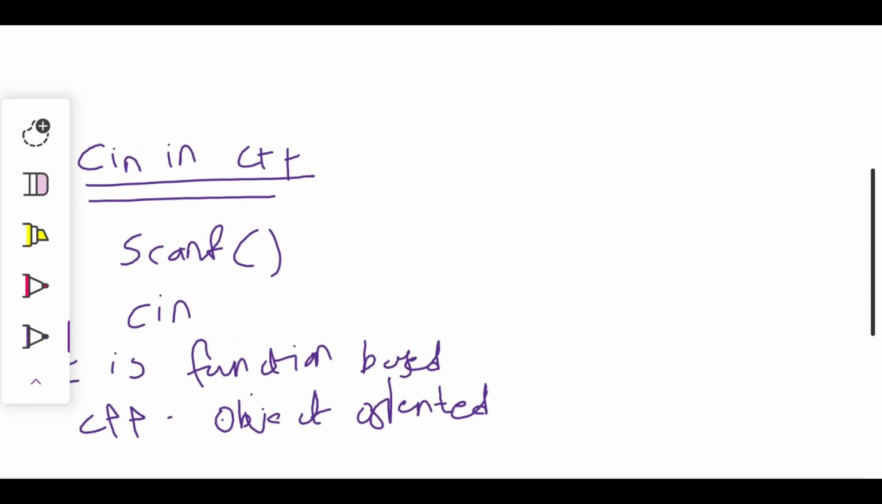So in the C language, for input purpose we saw that they use the scanf function, but in the case of C++ we are going to use the cin object, which is a predefined object.